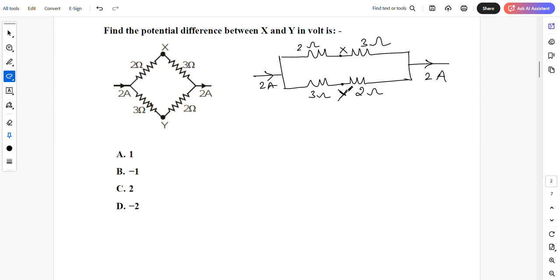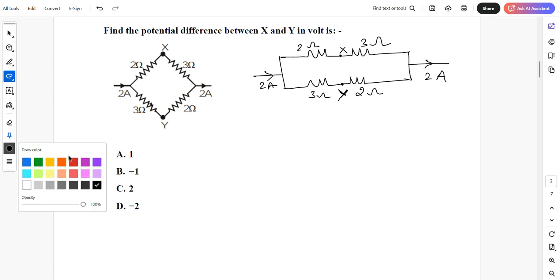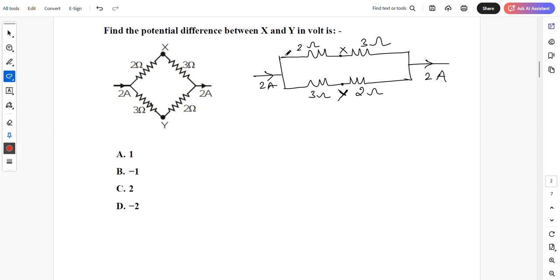Okay, this is y. Now, if 2 amperes of current is flowing, the value of resistance here is how much? 2 plus 3 is 5. Therefore, here 1 ampere of current will be flowing, and here also 1 ampere of current is flowing. Current equally gets divided, because here the resistance is 5 and here also 5.